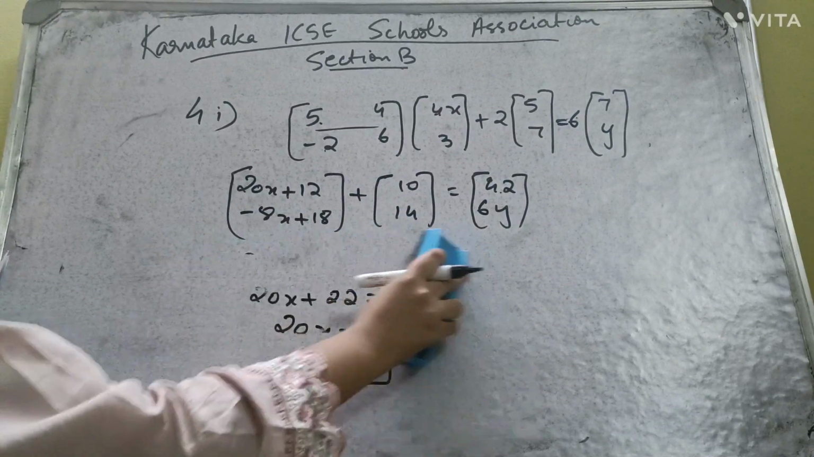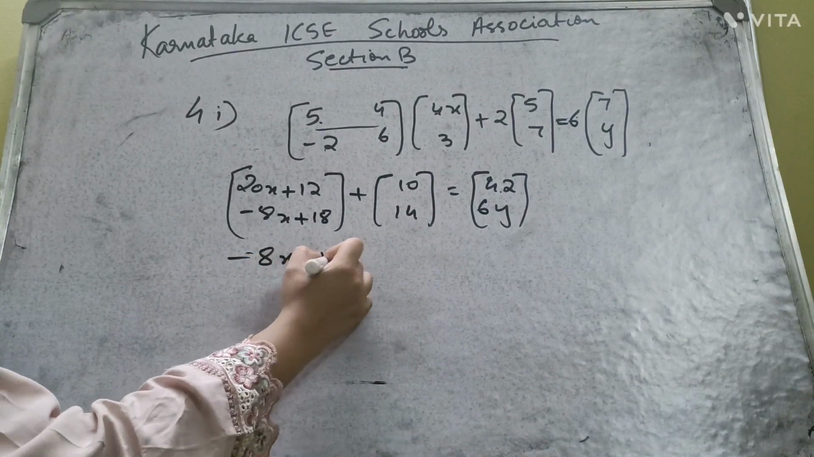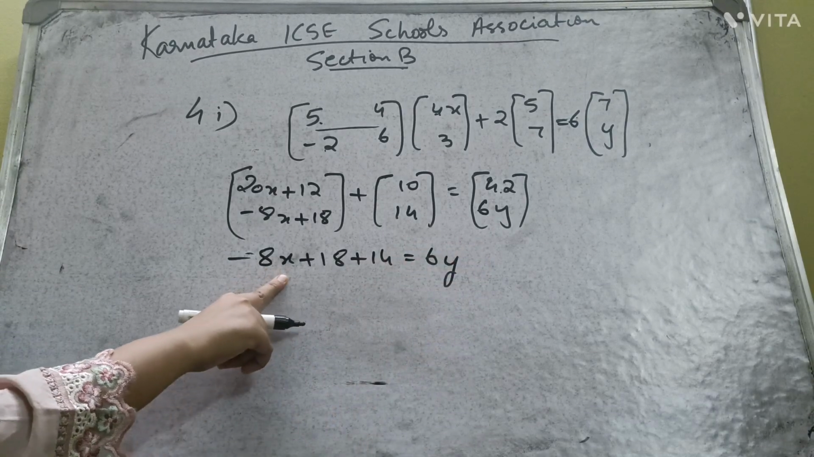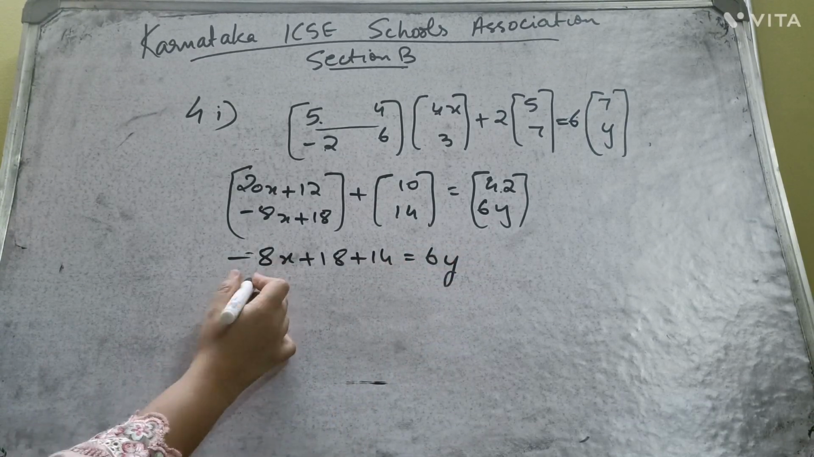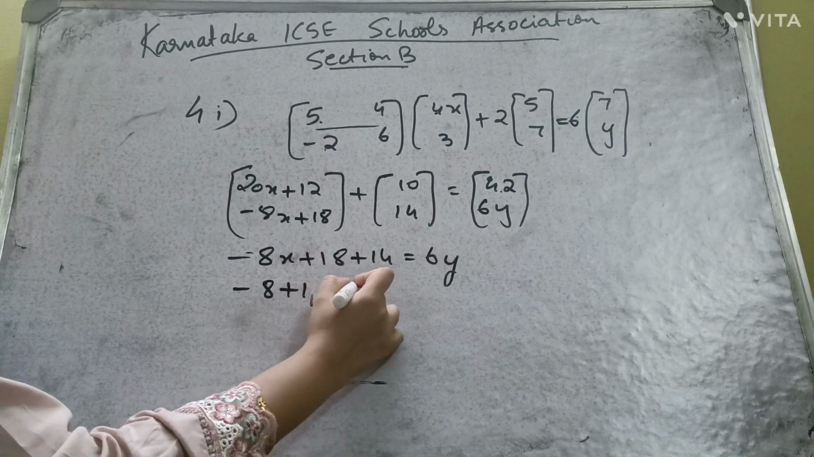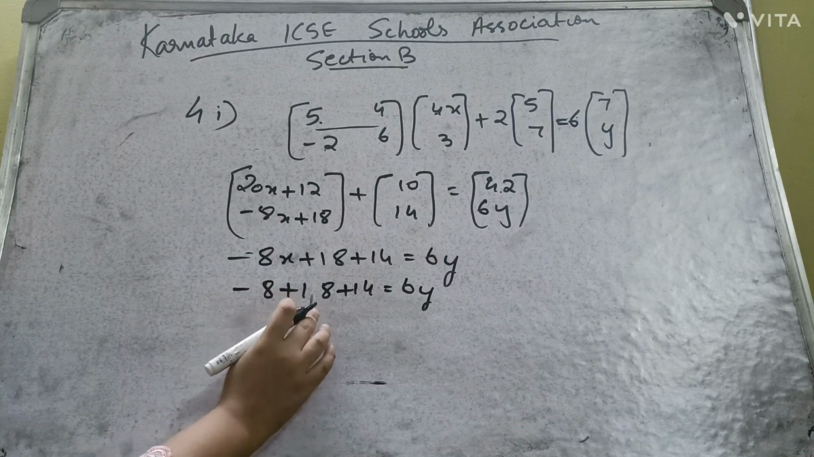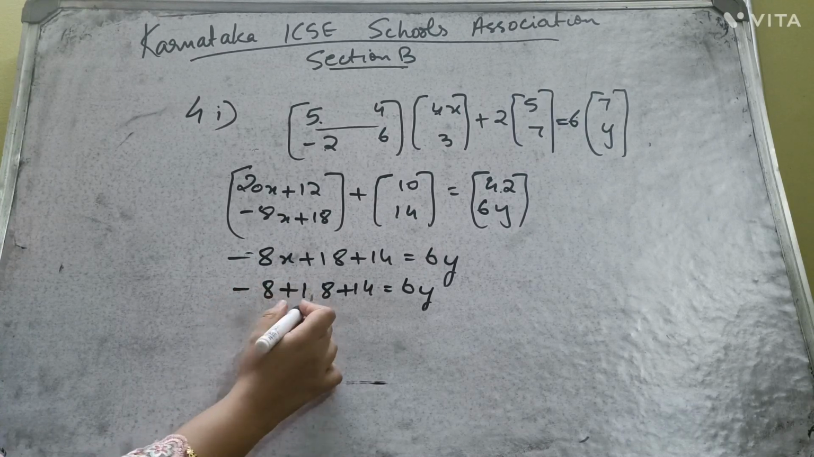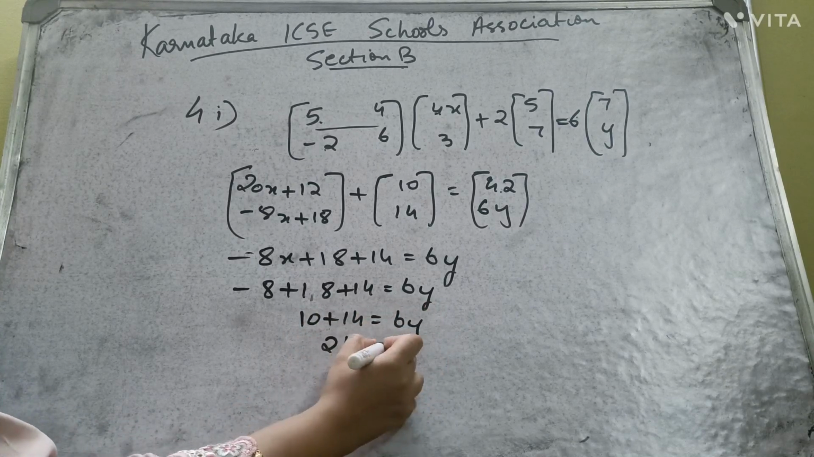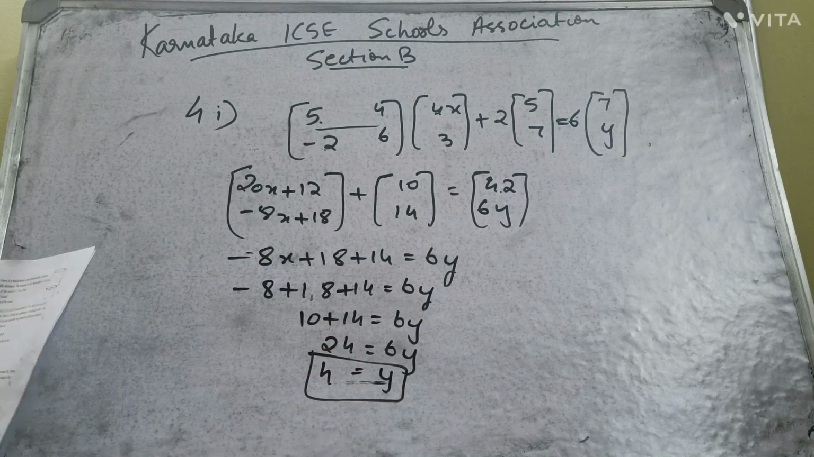Now for the other part, minus 8x plus 18 plus 14 is equal to 6y. We've already found out the value of x is 1, so we will substitute here. So this will be minus 8 plus 18 plus 14 equal to 6y. So minus 8 plus 18 will be 10, plus 14, which is 24, equal to 6y. Therefore y is 4. That's it.